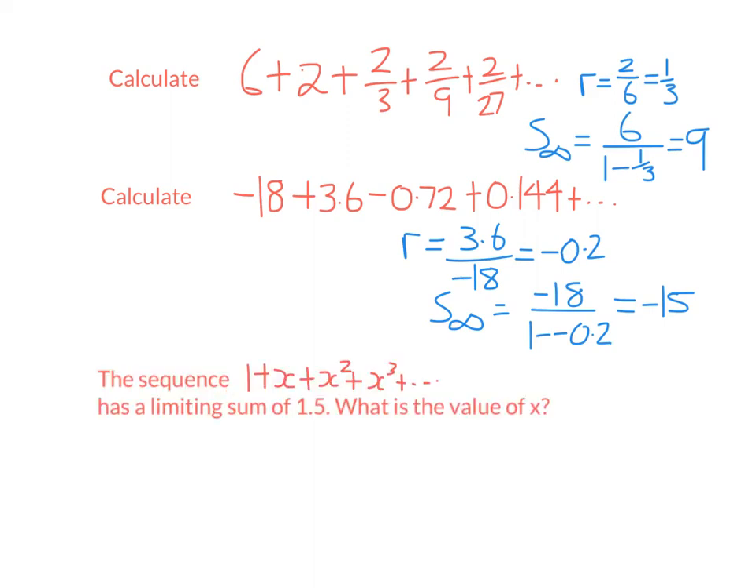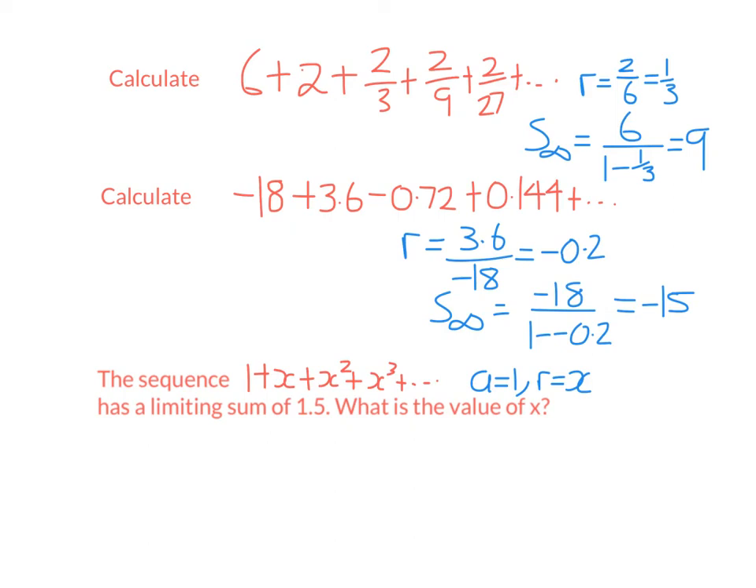So let's try this question, which is a little harder. We're told the sequence 1 plus x plus x squared plus x cubed and so on has a limiting sum of 1.5. What is the value of x? Well, this is clearly a GP. a is equal to 1 and r is equal to whatever x is.